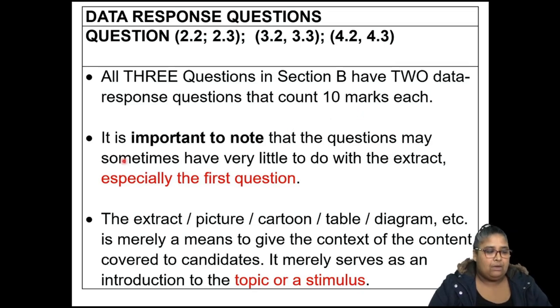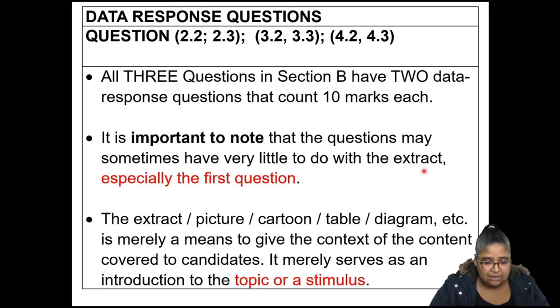marks. What is important to note is that the questions may sometimes have very little to do with the extract, especially the first question. So you might have a graph given, but it doesn't mean that the first question that is asked will be based on the graph, or you'll find the answer in the graph or on the extract, or you have to read and find it. Whatever the case study or illustration is, it will give you a sort of an indication as to what the question is about.